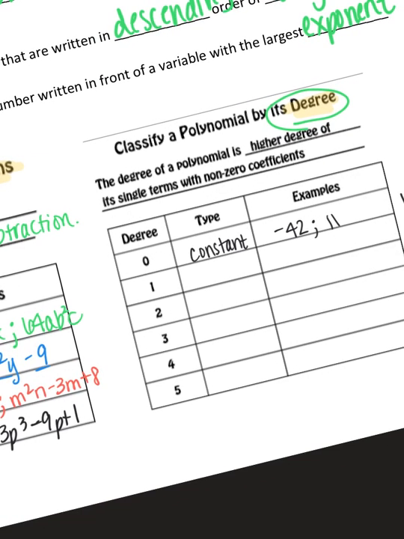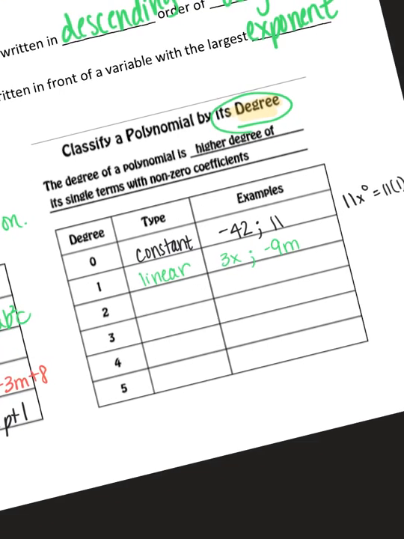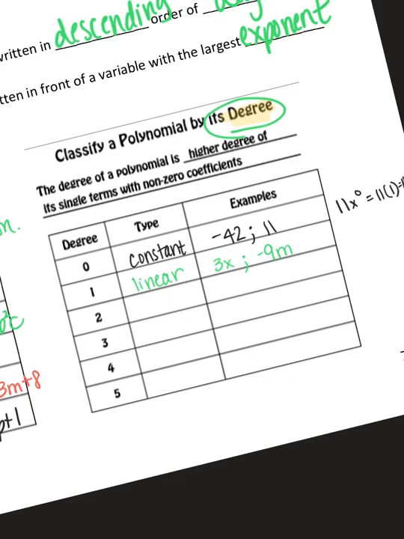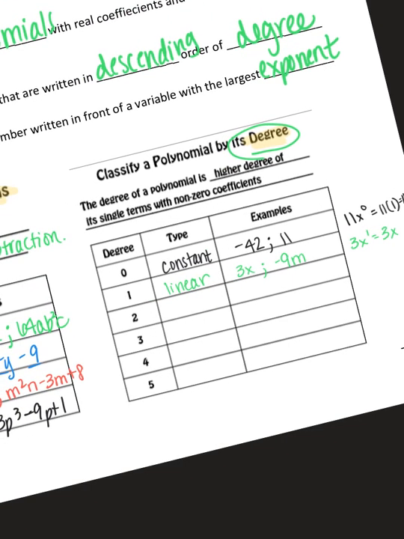Okay, if it has a degree of 1, then it is called a linear. Okay, a linear, the degree is linear. And this would be like 3x, because x is being raised to the first. Or maybe we could do an example like negative 9m. So there is one variable and it is being raised to a power of 1. So like this 3x to the first can also be written as 3 times x, right? Okay.